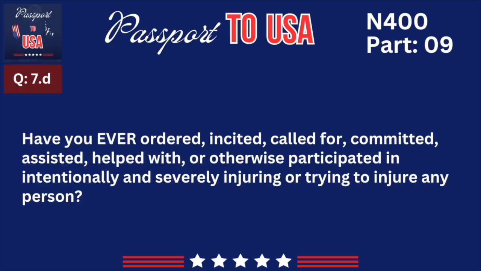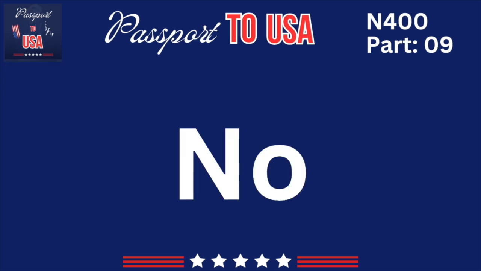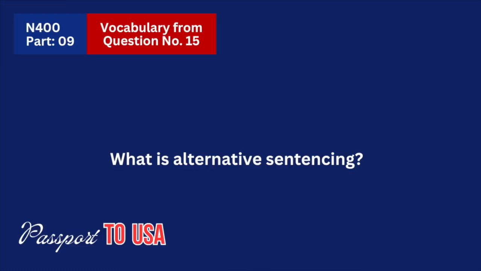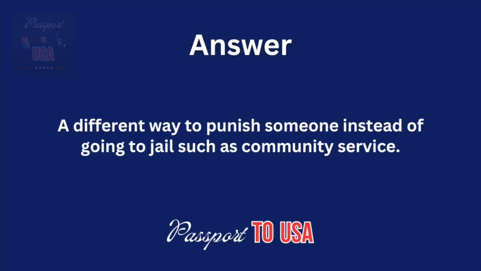Have you ever ordered, incited, called for, committed, assisted, helped with, or otherwise participated in intentionally and severely injuring or trying to injure any person? No. What is alternative sentencing? A different way to punish someone instead of going to jail, such as community service.